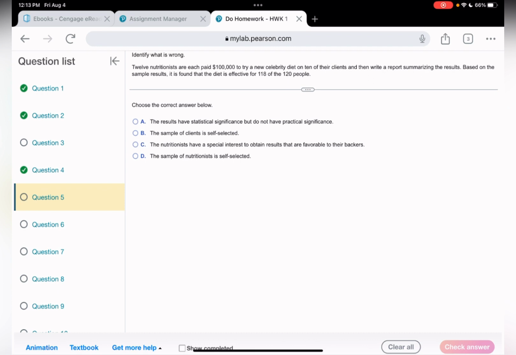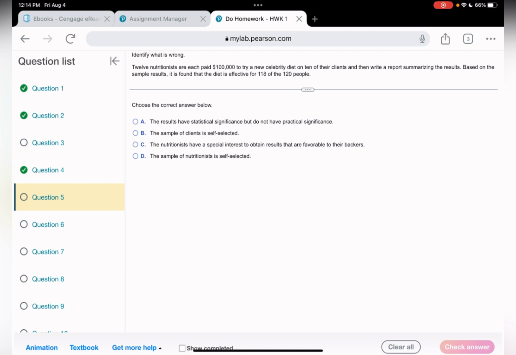Second answer, the sample of clients is self-selected. We don't see here how it is self-selected. Self-selected, it means it's just randomly selecting some people for the sampling, right? Let me figure out also what example that can be self-selecting.